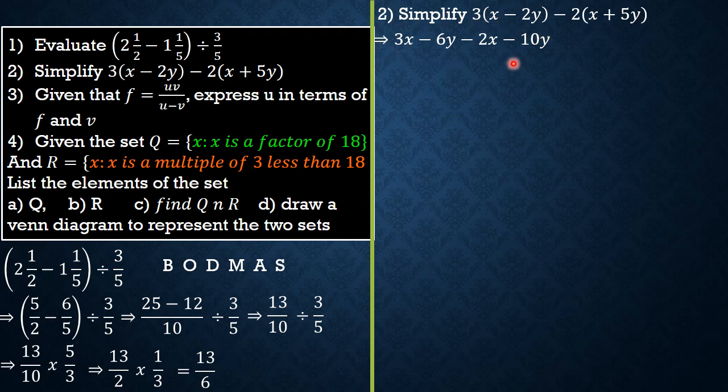We are now going to combine all the like terms. We are going to have 3x minus 2x is x. Then we have minus 6y minus 10y is minus 16y. Great. So this is the answer we get.